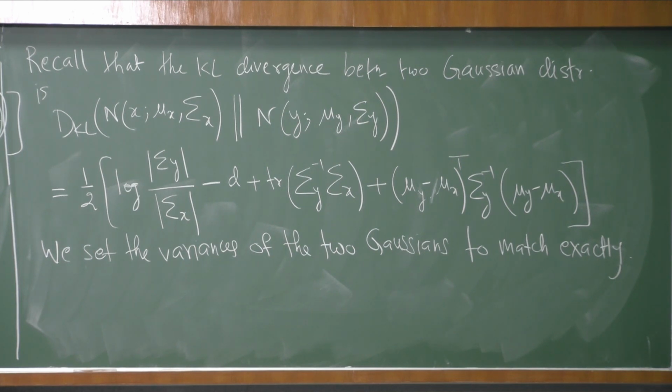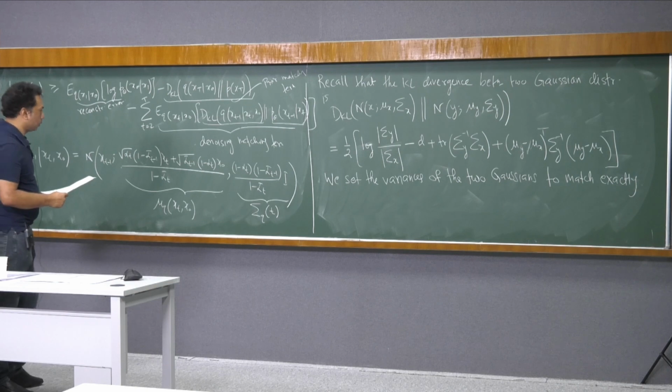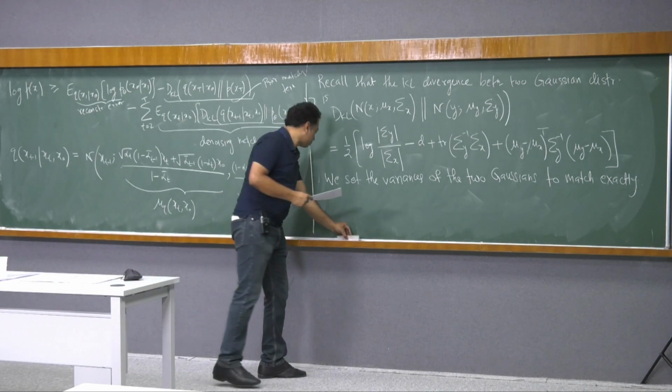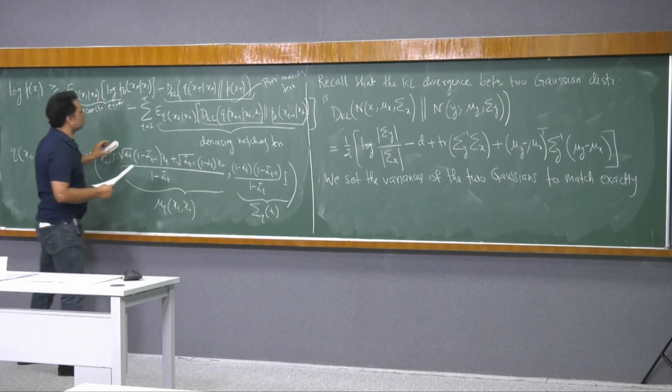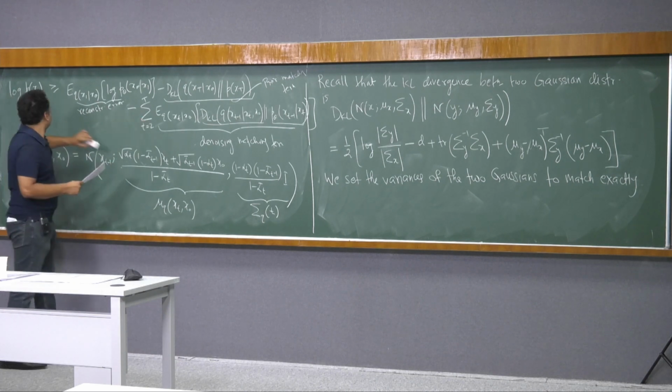Now in that case, the KL divergence will have certain reductions. So let us see what it could be. I have to use this board now, and I'm going to rub this out.